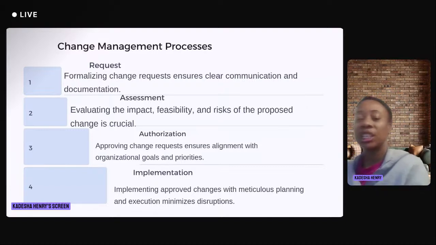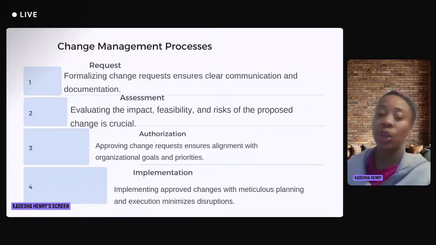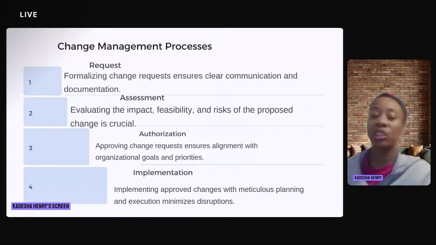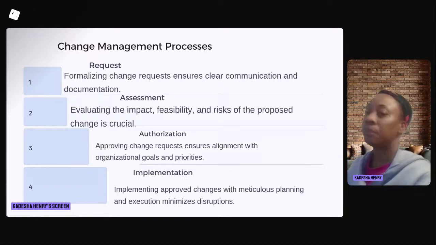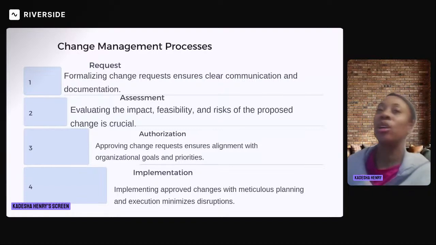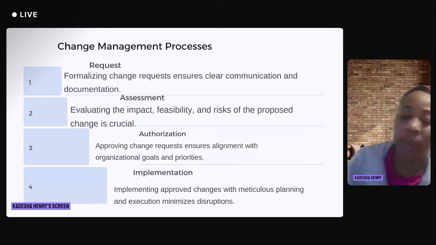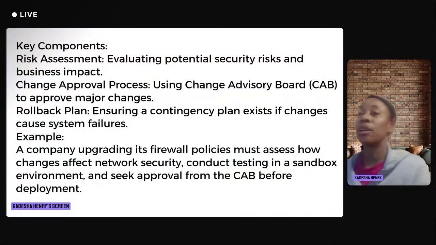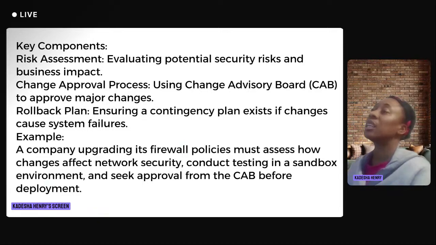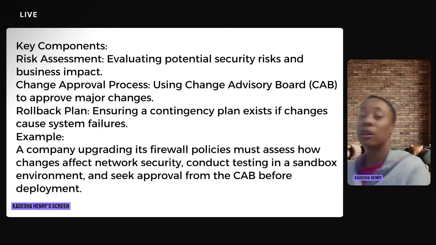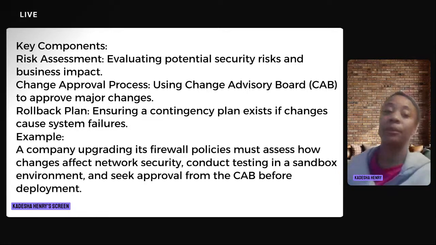The implementation: implement the approved change with strategic planning, right, and execution. So you minimize disruption. When you're going to implement it, how long are you going to test this in an environment? What are you going to do to ensure that this change that is approved is not going to affect the business continuity, right?